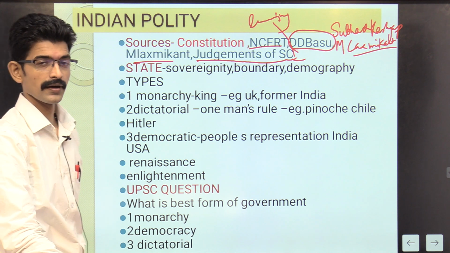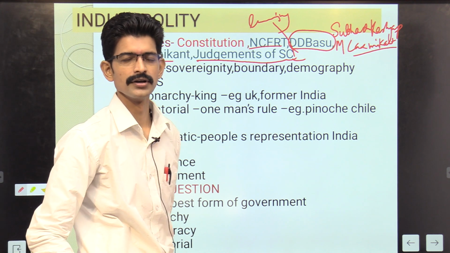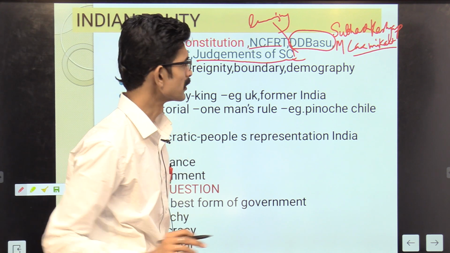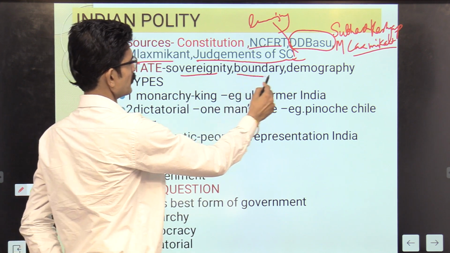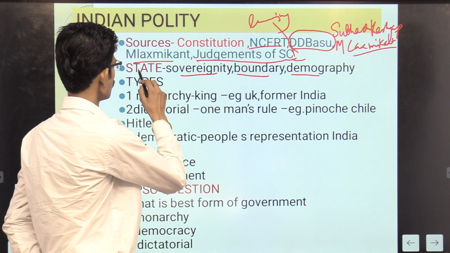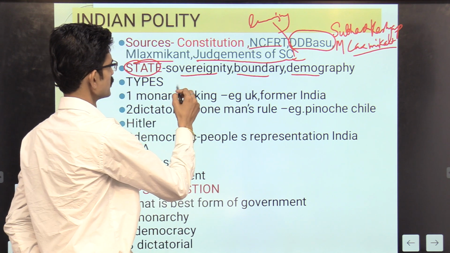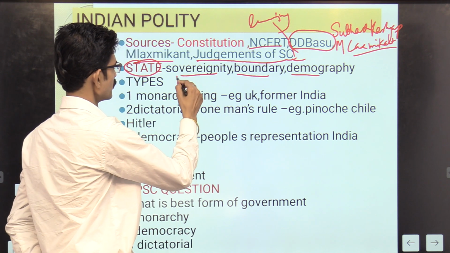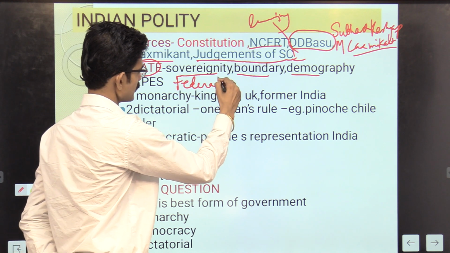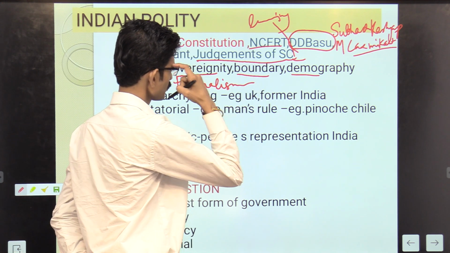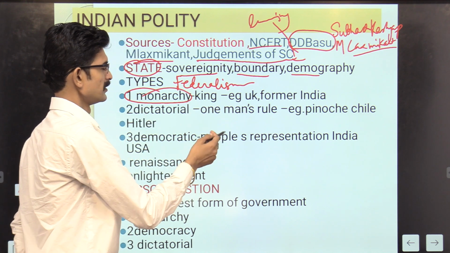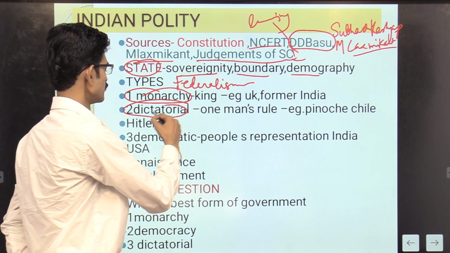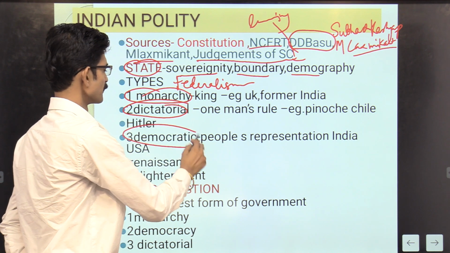Then there are various issues which revolve around Indian polity in terms of federalism. So that constitutes the sovereignty, boundary, demography, state. In terms of federalism, there are federal features. Then there is the type of governments, that is monarchy, dictatorial and democratic forms of government.